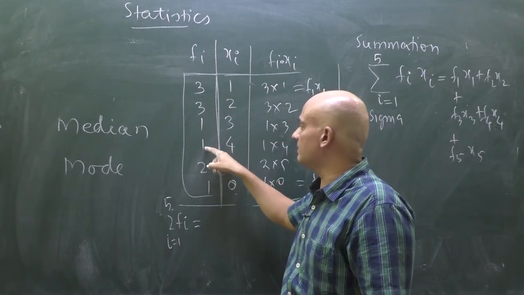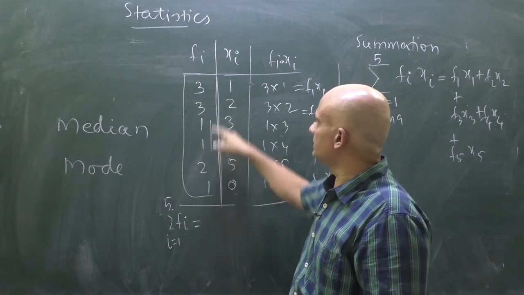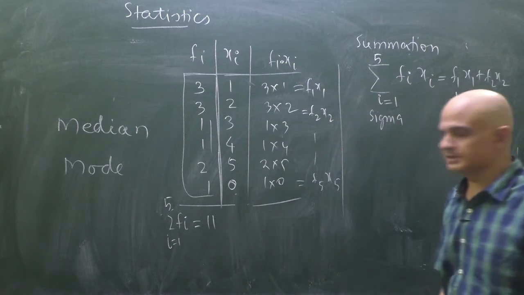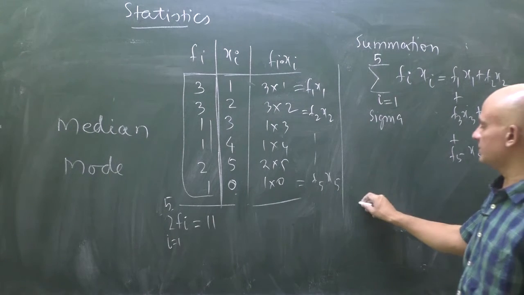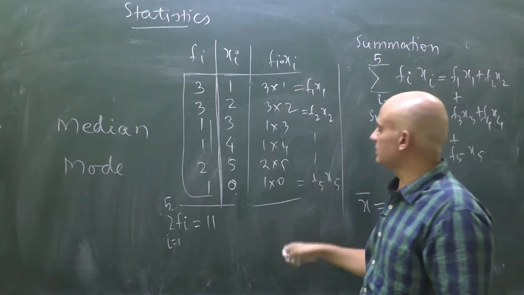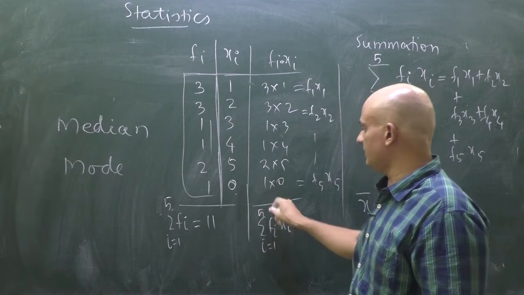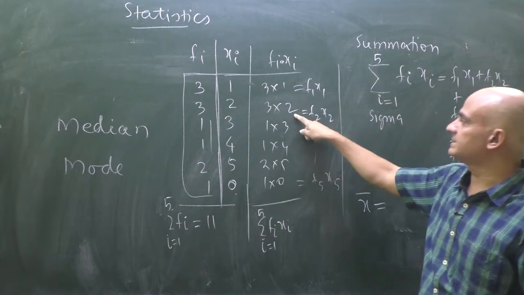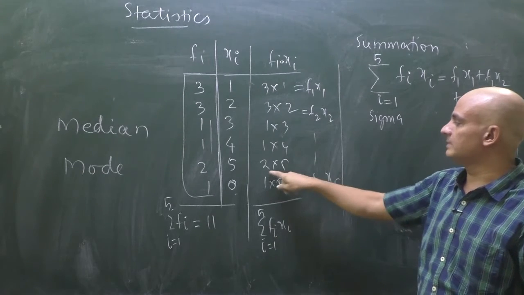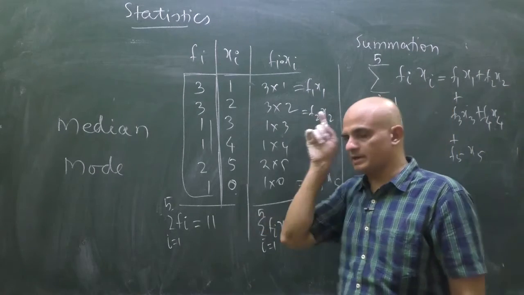3 plus 3 is 6, plus 1 is 7, plus 1 is 8, plus 2 is 10, plus 1 is 11. So its sum is 11. And to find average, what shall we do? To find average, we shall add all these values. And what is this? This is called sigma Fi Xi from i is equal to 1 to 5. Add all these. 3 into 1, 3 plus 6, 9, 9 plus 3, 12 plus 4 into 1 means 16, 16 plus 10, 26. So what should be average? Average should be 26 upon 11.